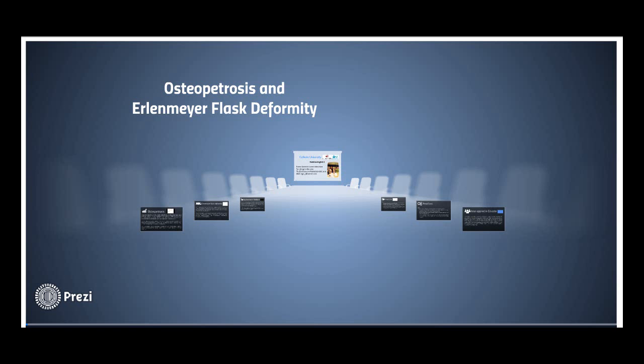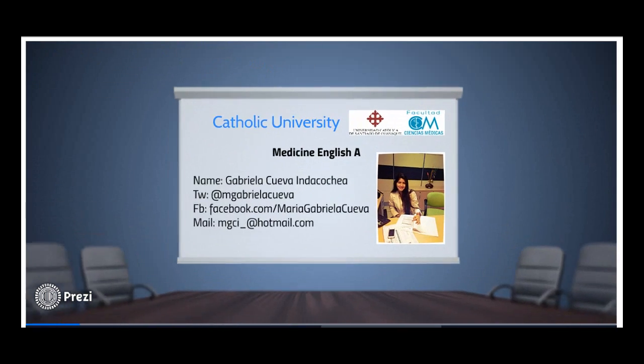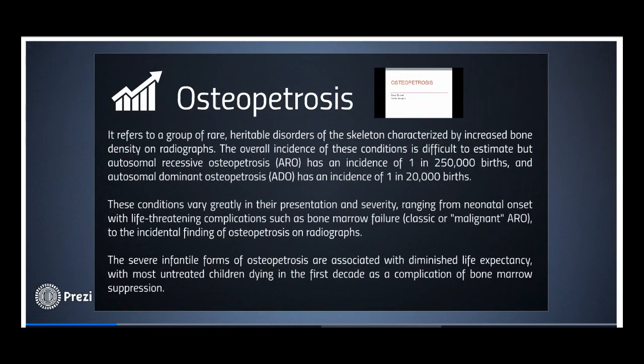Osteopetrosis and Erlenmeyer Flask Deformity by Gabriela Cueva. Osteopetrosis. It refers to a group of rare heritable disorders of the skeleton characterized by increased bone density on radiograph.